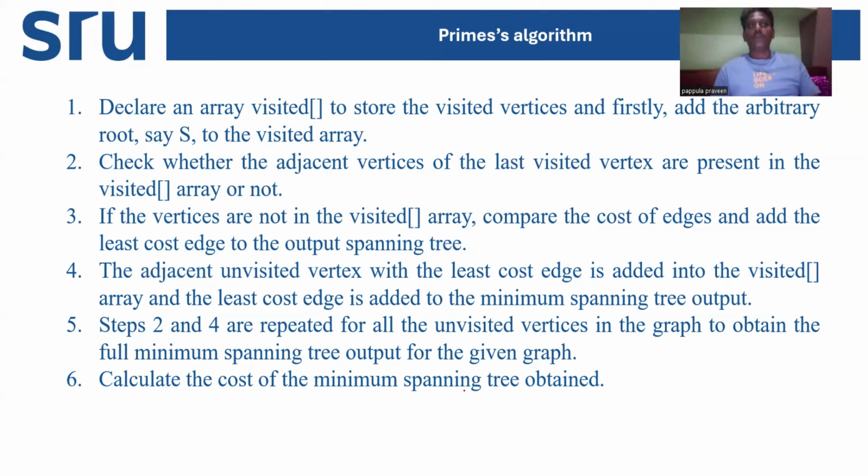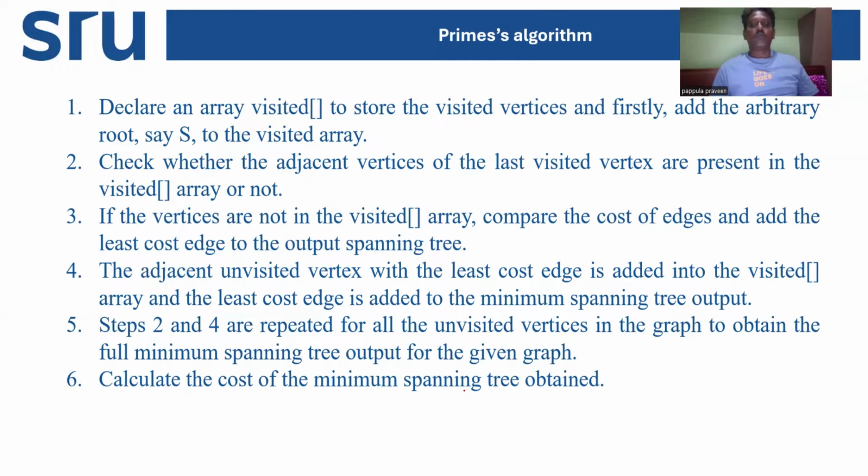So in these adjacent vertices, which is the least one? We choose the least one. If the vertices are not in the visited array, compare the cost of the edges and add the least cost edge to the output spanning tree. For example, there is no possibility to connect with other edges. The adjacent unvisited vertex with the least cost edge is added into the visited array, and the least cost edge is added to the minimum spanning tree output.